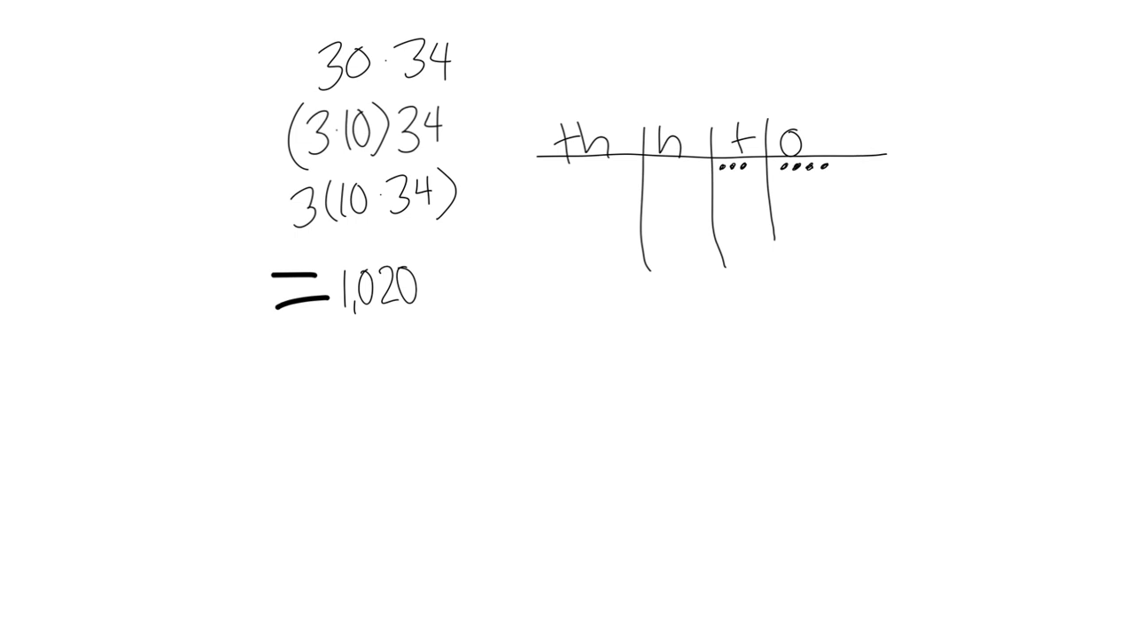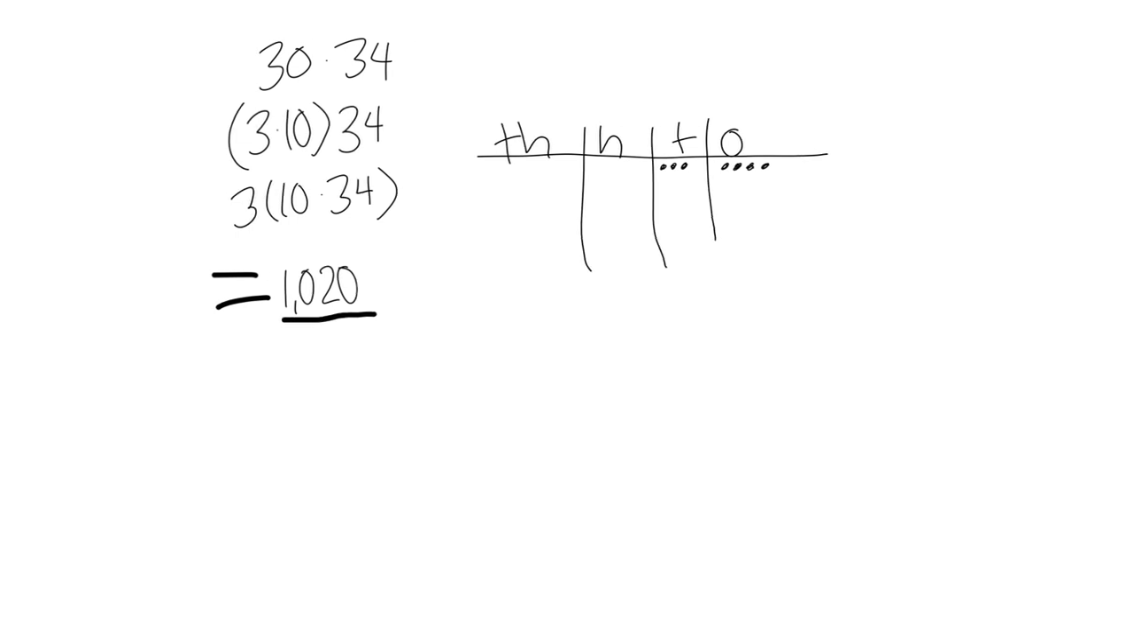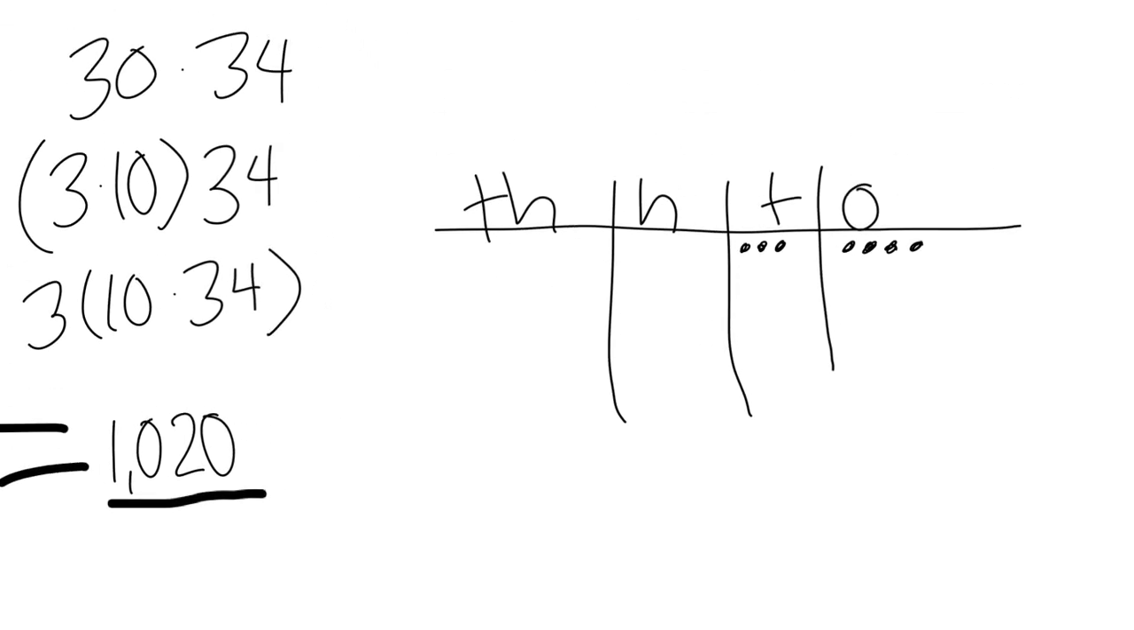Hi friends, so for our next problem, it is going to be 30 times 34, or 3 times 10 times 34, which gives us the answer 1020. So what we're going to do is the 10 times 34. With that, we're going to shift each one of these place values, the tens to the hundreds and the ones to the tens. So we will have 3, 4, and shift each one of these over.